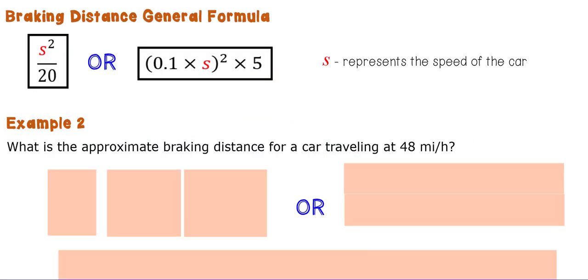Okay, now we're going to look at braking distance, and there's a general formula for braking distance, and that is s squared divided by 20.